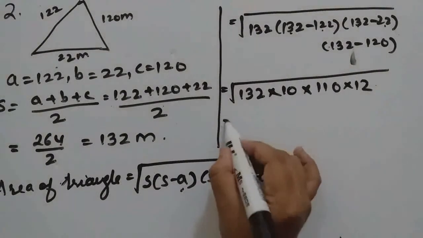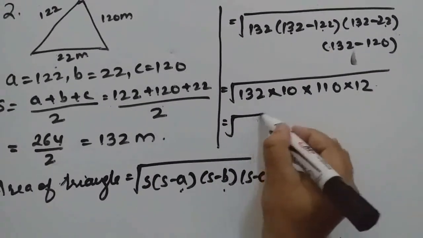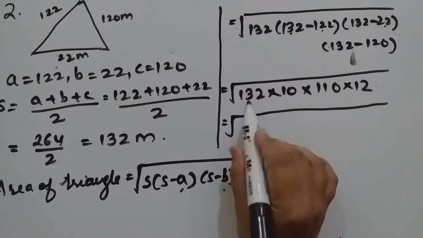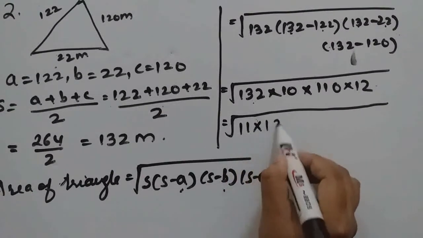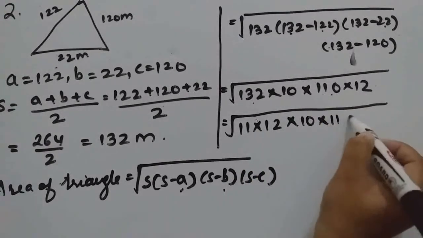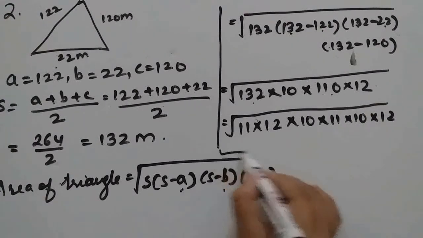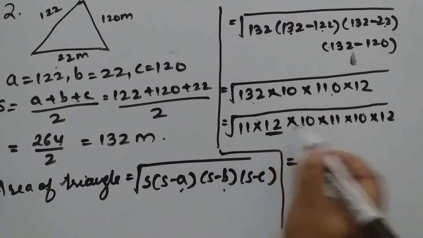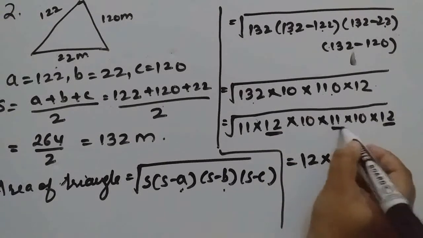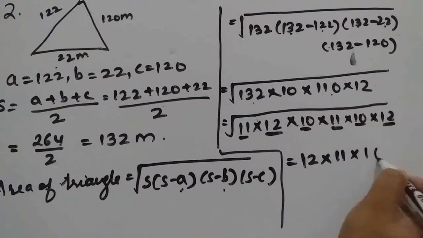Now what we will do here? We will split these numbers into pairs of numbers so that we can take common factors. So 132 we can write as 11 into 12, isn't it? And this will be 10. 110 we can write as 11 into 10, and then this 12. So see here, 12 has a pair, so it will come out of the square root one time. Then 11 also has a pair, so 11, and then 10 also, so 10.